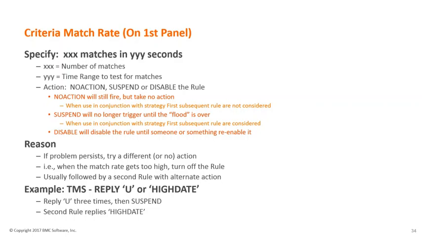somebody manually re-enables it. And the reason you want to do this is to keep the automation from perhaps feeding on itself and going into a loop, which is a risk you run when you're implementing new automation. So it's a good practice to always specify some values for the criteria match rate.